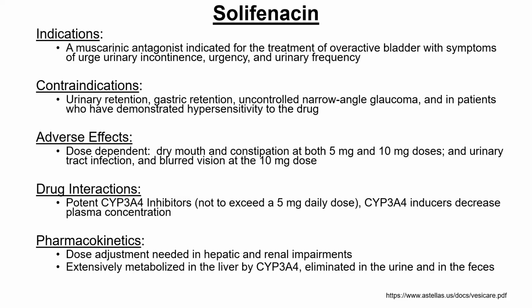And again, if you look at the glaucoma angle, you'll understand if you go back and review the expression of those muscarinic receptors. If you're blocking in one place, the drug is going to block the muscarinic receptor at other places as well. Adverse effects are dose dependent. It can cause dry mouth and constipation at both 5 and 10 milligram doses, and urinary tract infection and blurred vision at the 10 milligram dose. This is one of the drugs where, depending on the dose, you'll experience different side effects.